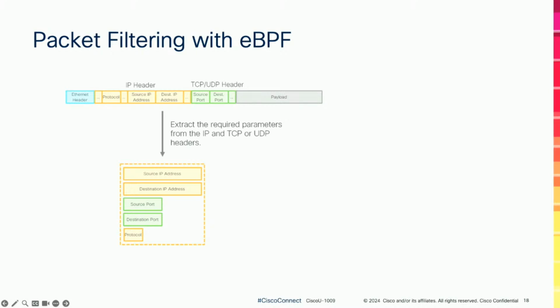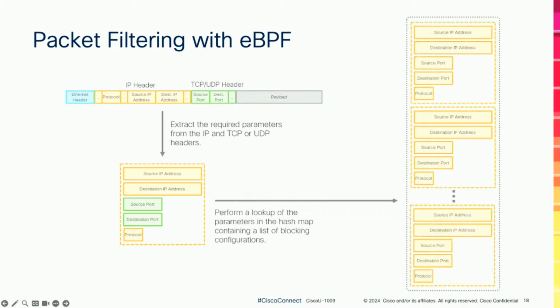Once we pull that out from the packet that comes in, we're going to look it up in an eBPF map. So we're going to have this data stored as to what our configuration is for the types of traffic that we want to block as an eBPF map. And when a packet comes in and we extract that IP and TCP UDP header, if it matches what exists in the eBPF map, then we're going to discard that traffic.